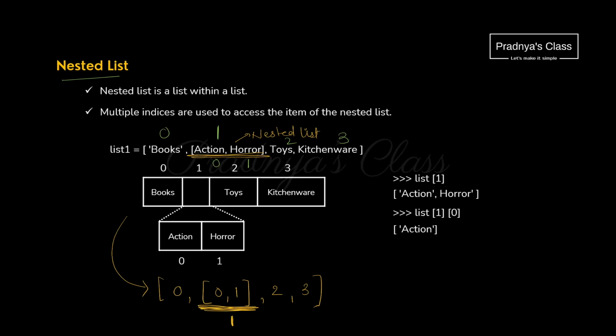So if you want to access action, I will be writing 1 and in the second index 0. Now tell me, if I want to access horror, what will I be writing? It will be 1 and 1. In this way, we access the nested list.